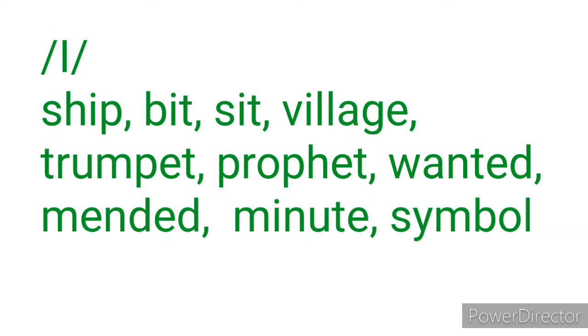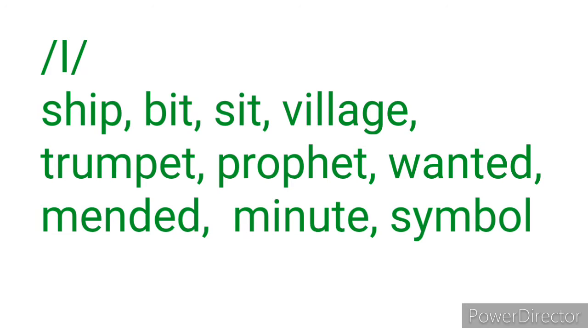Now let's look at the next sound. Next sound is the short E. E is not long because it doesn't have two dots beside it. It's E, short. You can find it in words like sheep, beat, seat, village, trumpet, minute, symbol.